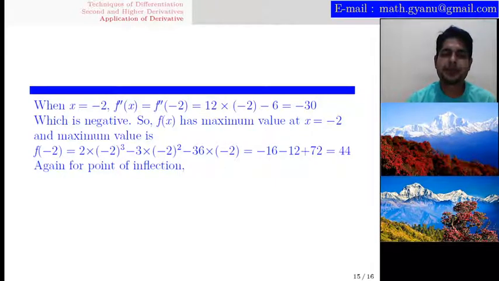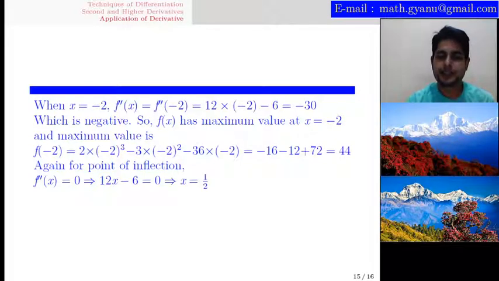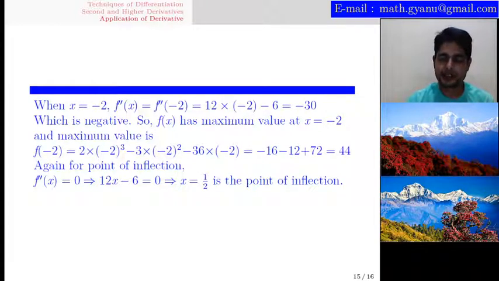Again we have to find the point of inflection. For the point of inflection, f double prime x equal to 0, solving this implies 12x minus 6 equal to 0, this implies x equal to 1 by 2, which is the point of inflection. This will complete your solution.